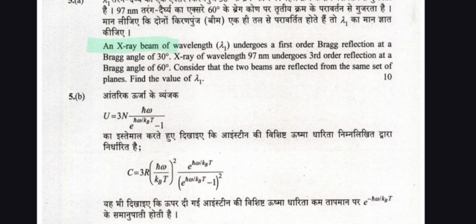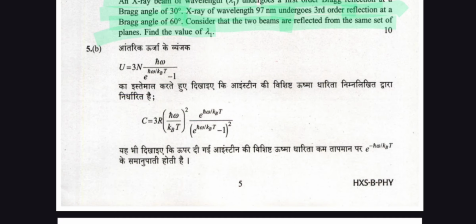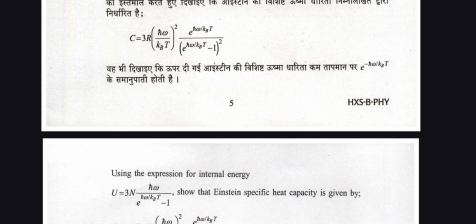An X-ray beam of wavelength lambda 1 undergoes a first order Bragg reflection at a Bragg angle of 13. An X-ray of wavelength 97 nm undergoes third order reflection at a Bragg angle of 16. Consider that the two beams are reflected from the same sheet of planes. Find the value of lambda 1. 5b is here.